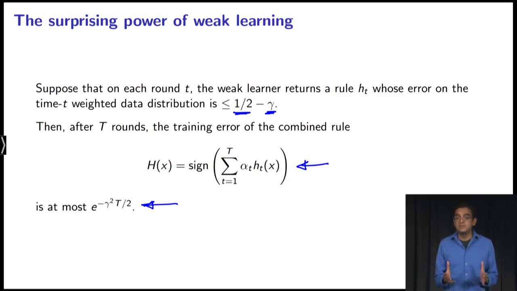This is quite an amazing property. I mean, the thing we started with was this black box weak learning algorithm that gives us classifiers that are only guaranteed to be a little bit better than random. And somehow boosting was able to ingeniously combine these into a classifier of arbitrarily high accuracy. Okay?